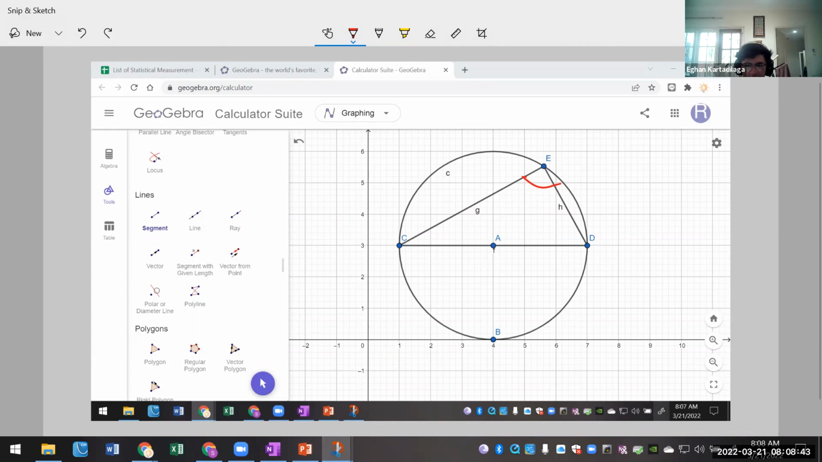So the triangle in total has 180 degrees. Yes, very good. And then?